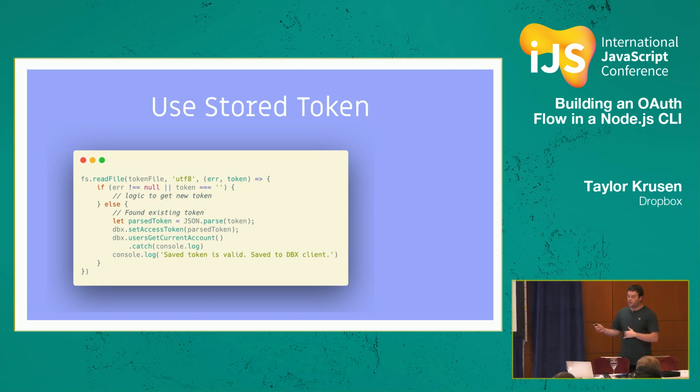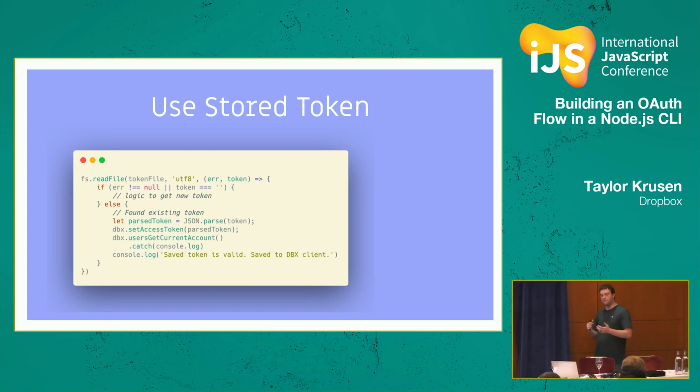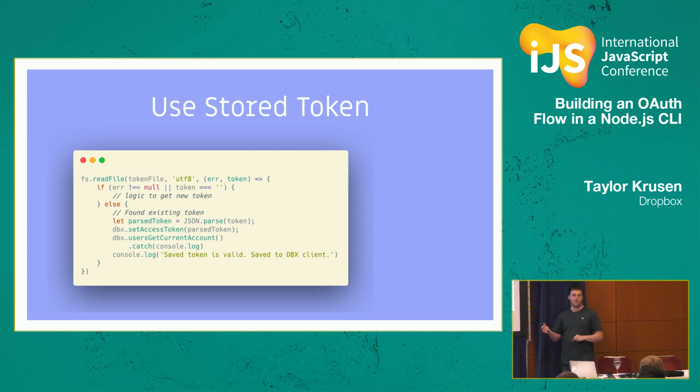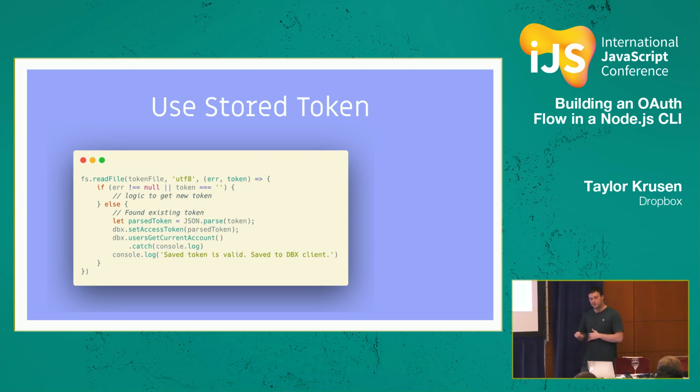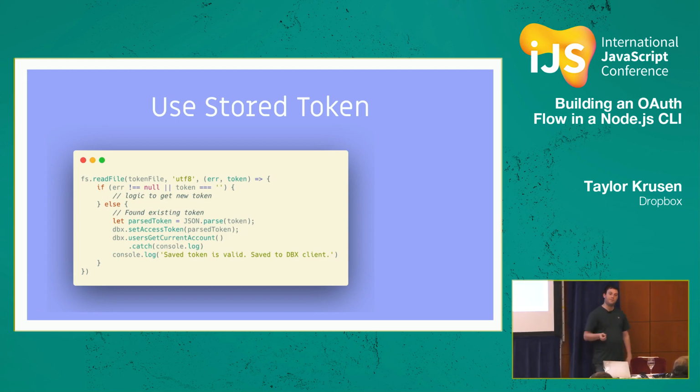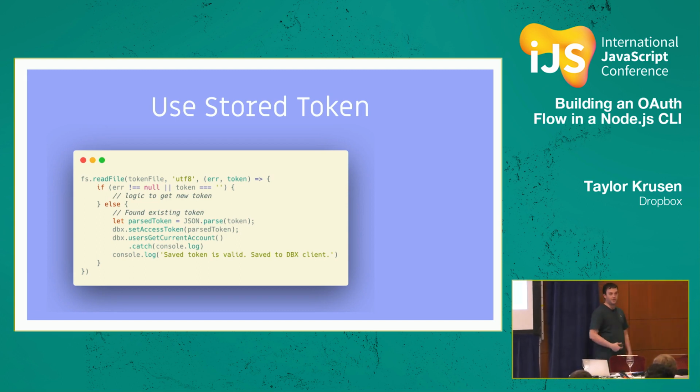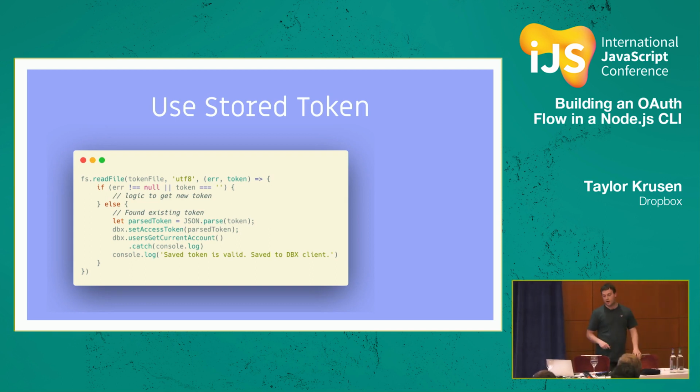Once we have the token, I'm using the Dropbox SDK, which abstracts out a lot of the logic that we would otherwise have here. But basically, we're going to pass in this parsed token and set the Dropbox client token to that particular token that we grabbed. And then the last step is I'm just doing a simple call to the API to make sure that the token I just brought in that's stored is actually valid. In this case, I know it's going to be because I just stored that token.